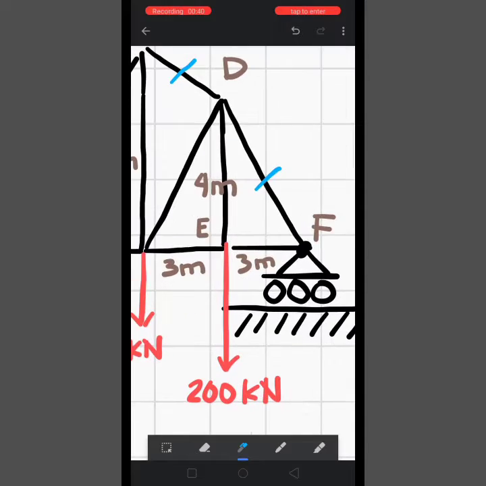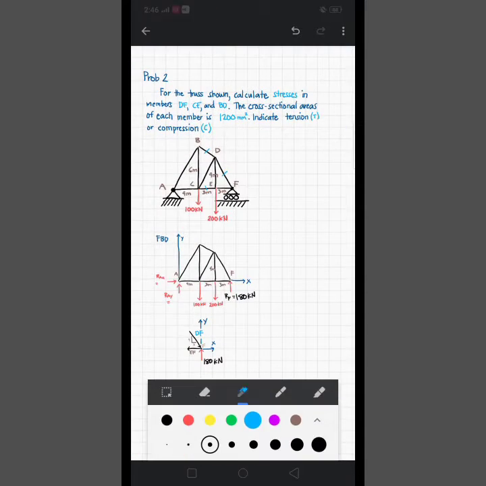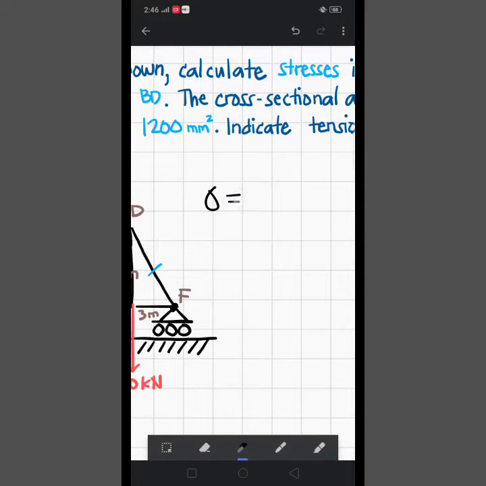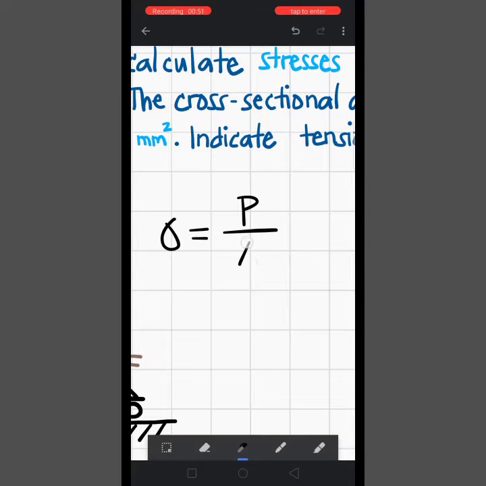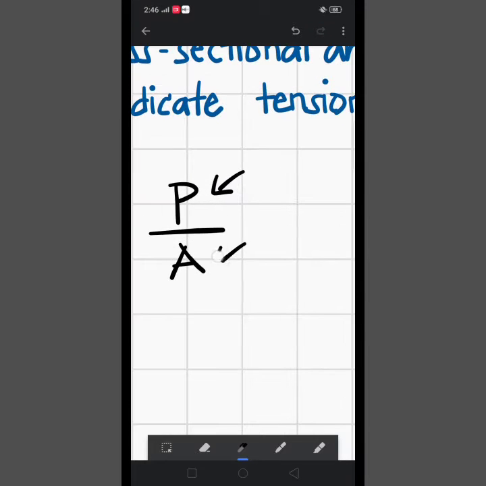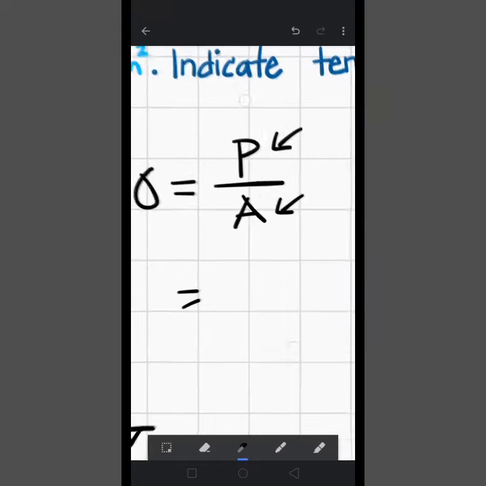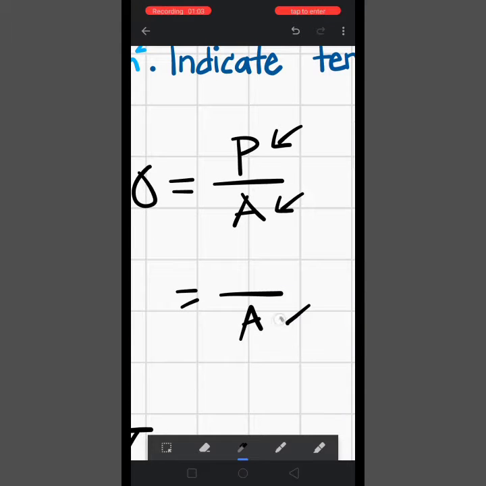And here we are, back with another problem. Problem number 2. Still on simple stresses. But this time, it's normal stress on members of a truss. Let's go.